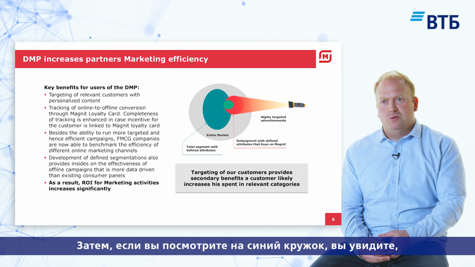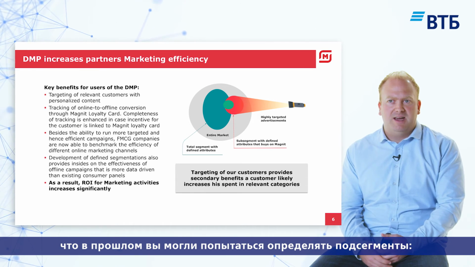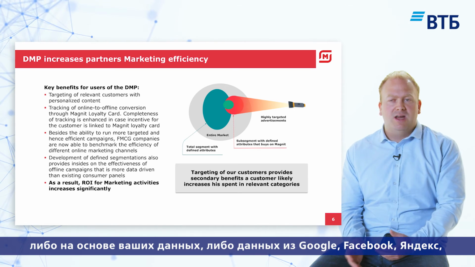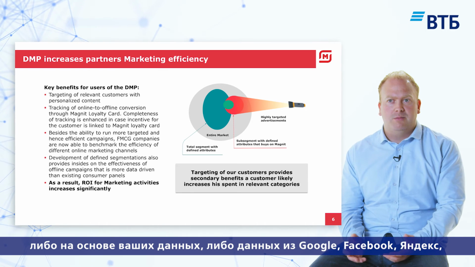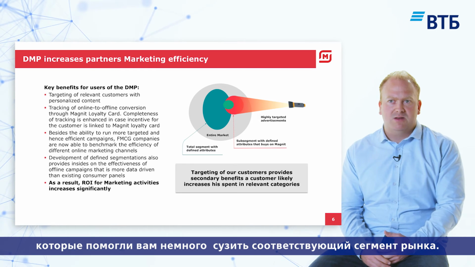Then, if you look at the blue circle, you see that you could, in the past, try to identify the subsegment as well as possible, and either your own data or data from Google, Facebook, Yandex, Mail.ru helped you to narrow down the relevant market segment much better. But now what we offer is we don't just tell you it's the relevant segment, but we tell you we know this person is the relevant segment and this person buys at Magnit.